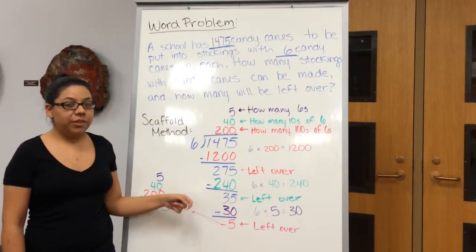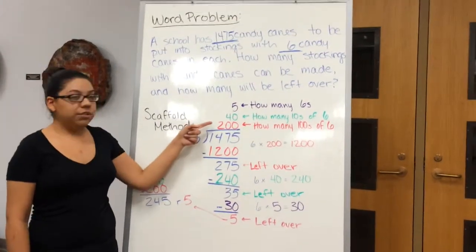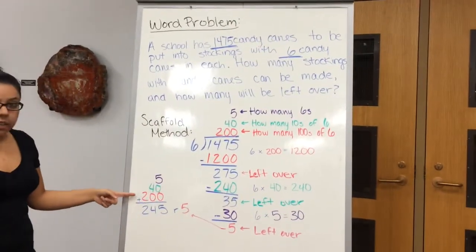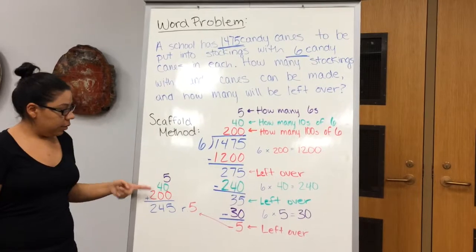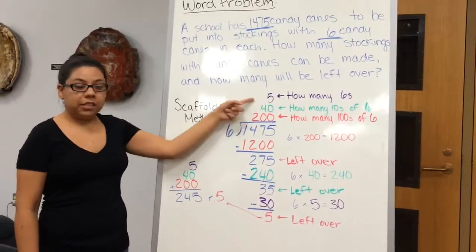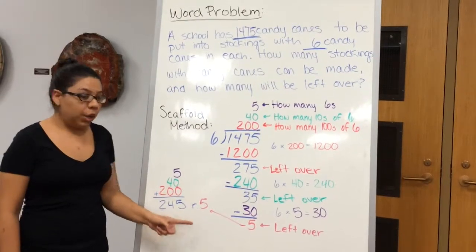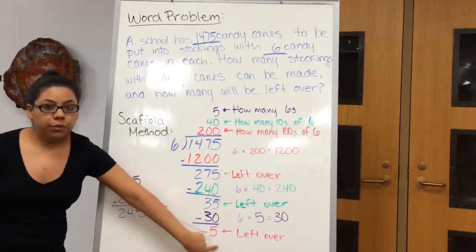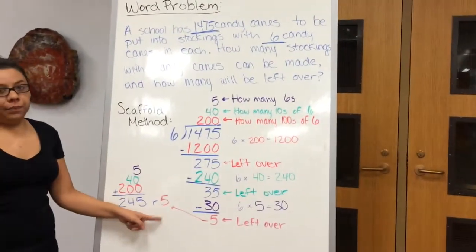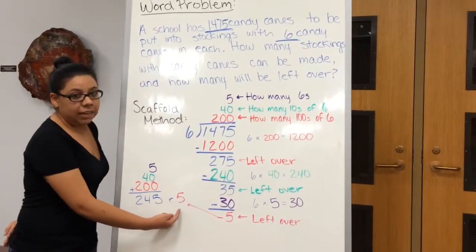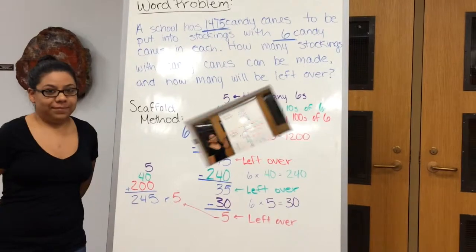Now, to figure out your final answer, you have to add these 3 numbers. Done over here, 200 plus 40 plus 5, giving us a total of 245. With the remainder down here, don't forget, of 5. The answer is 245 remainder 5.